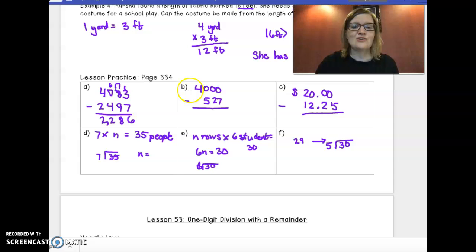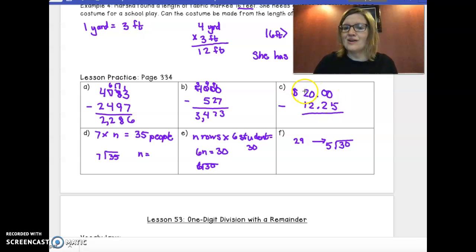Here we go. 4,000 minus 527. Are we ready? We're going to say 9, 9, 10. 10 minus 7 is 3. 9 minus 2 is 7. 9 minus 5 is 4. 3 minus nothing is 3. So 3,473. Our next problem involves money.